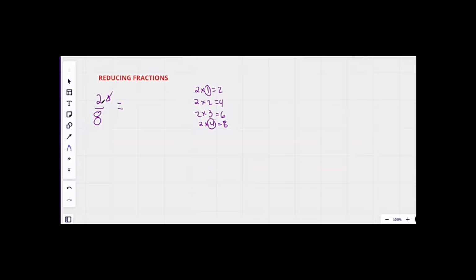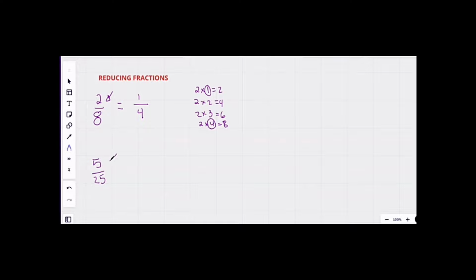If we divide 2 by 2, it's going to give us this 1, because 2 times 1 is 2. If we divide 8 by 2, it's going to give us a 4, because 2 times 4 is 8. And that's how we reduce that fraction right there. What about if we have something like this? 5 over, let's say, 25. And we want to know if we can reduce this even further.